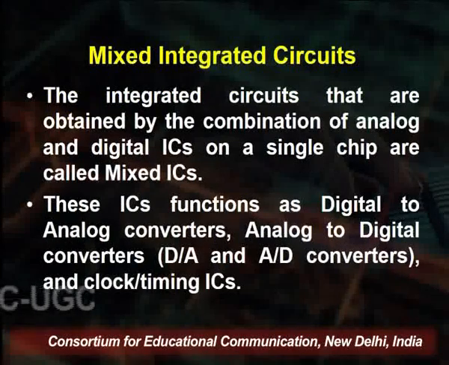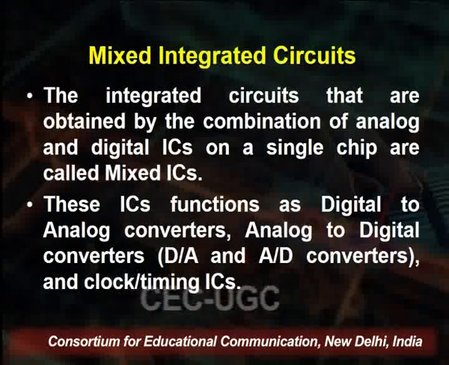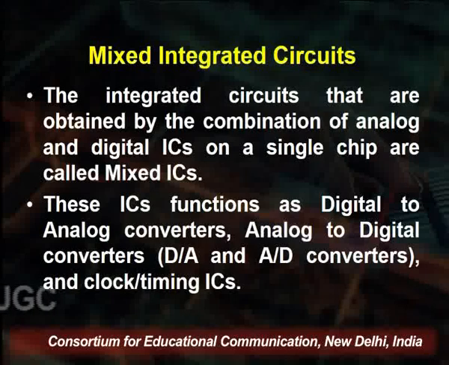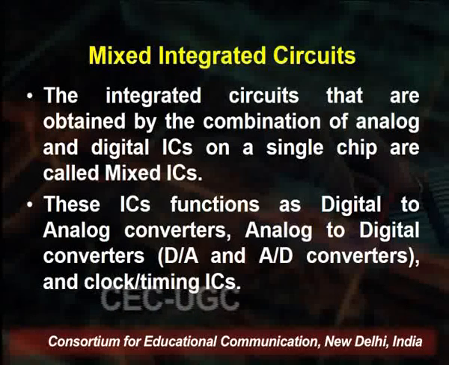Next, the third type is the mixed integrated circuit. What are mixed integrated circuits? As the name suggests, on a single chip we can have the combination of analog as well as digital ICs, so it is called the mixed IC. The integrated circuits obtained by the combination of analog and digital ICs on a single chip are the mixed integrated circuits. And these ICs function as digital to analog converters and analog to digital converters, and clock timing ICs.